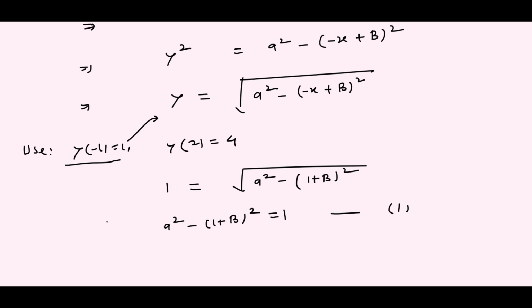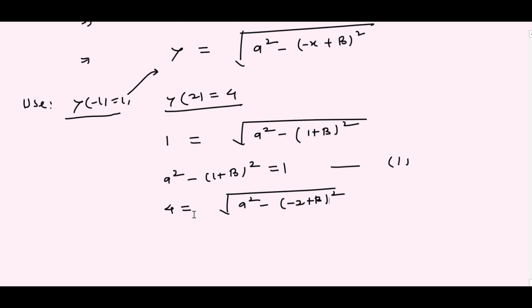And second, it is given that y of 2 is equal to 4. It will give 4 and replace the x by 2, that is a square minus 2 plus B to whole square. Squaring on both sides, it will give 16 is equal to a square minus 2 plus B to whole square, and that is equation number 2.